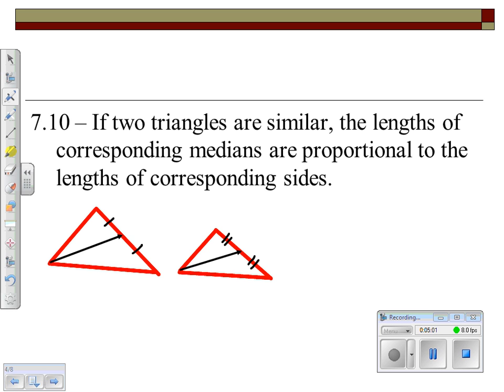So again, we'll go A, B, C, D, E, and F. I'll go M, and I'll go N. And just one example of a proportion that we could set up here. AM over DN would equal, I could do AC over CF.